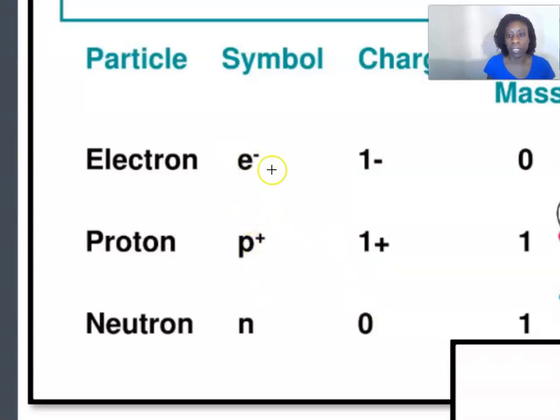Electrons are typically symbolized by e with a minus sign. Protons are p with the plus sign, and then neutrons are n, okay?